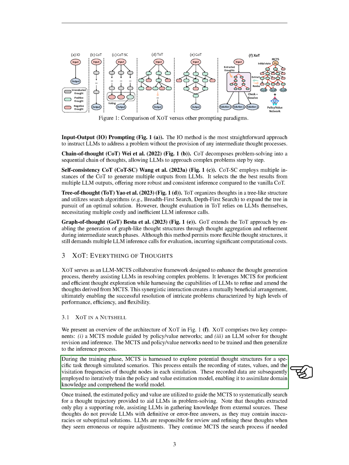The MCTS and policy, value networks are trained to explore potential thought structures for a specific task through simulated scenarios. The data collected during this process is used to train the policy and value estimation model, which is then used to guide the MCTS in searching for a thought trajectory to aid LLMs in problem solving.